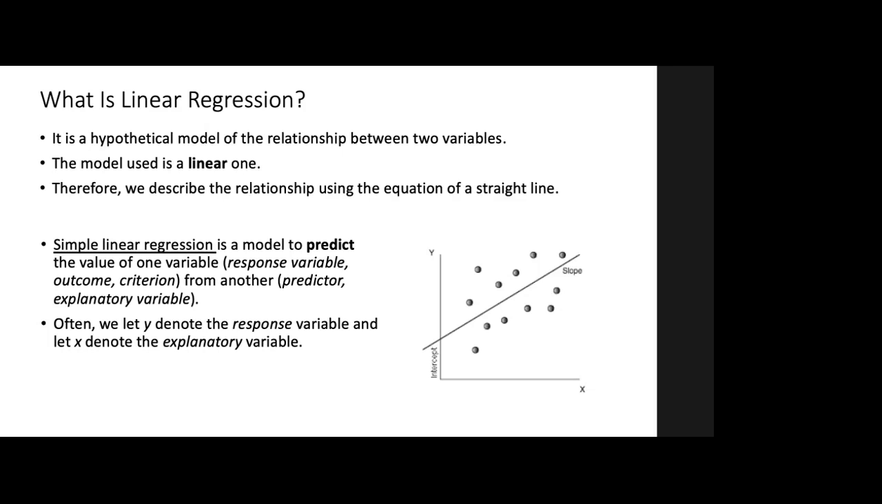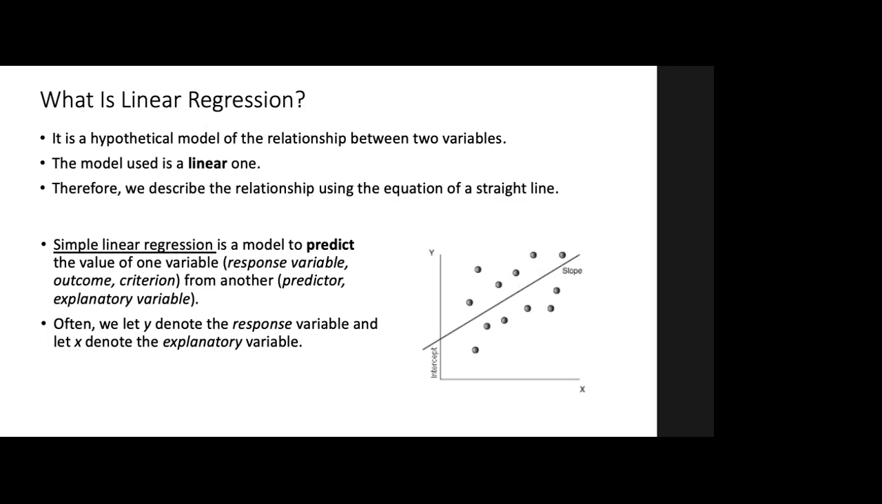The model that we're using in simple linear regression is a linear model. So we describe the relationship between the two variables that we are focusing on as the equation of a straight line, very much the same as what you know from correlation already. Correlation and regression are closely related, and we will talk about the exact relationship in a moment.